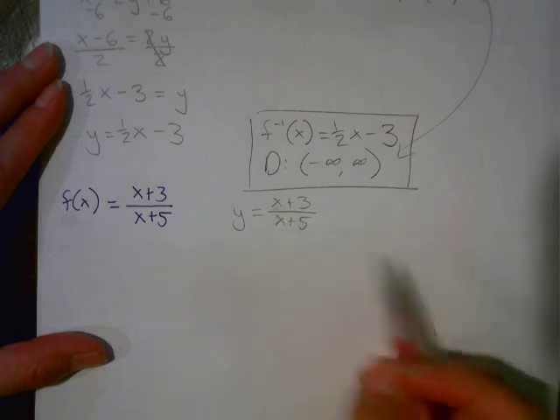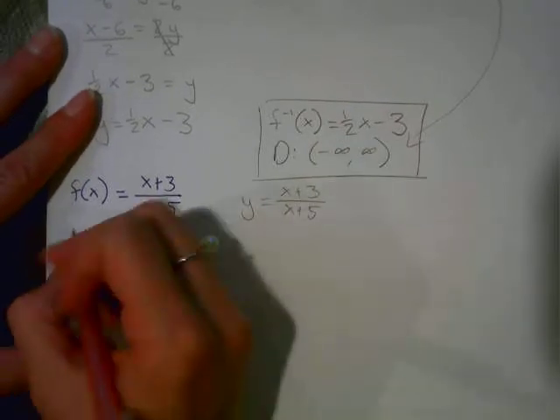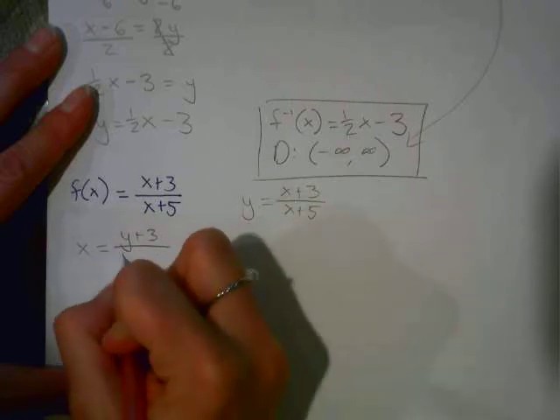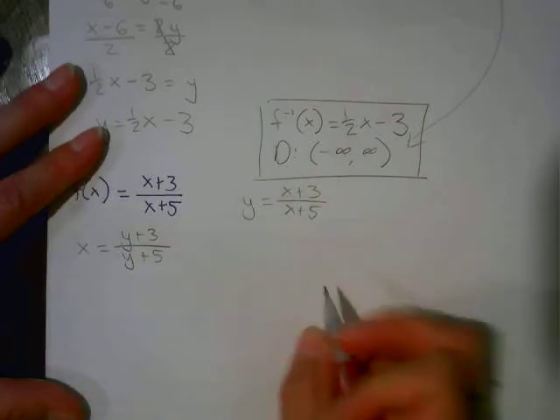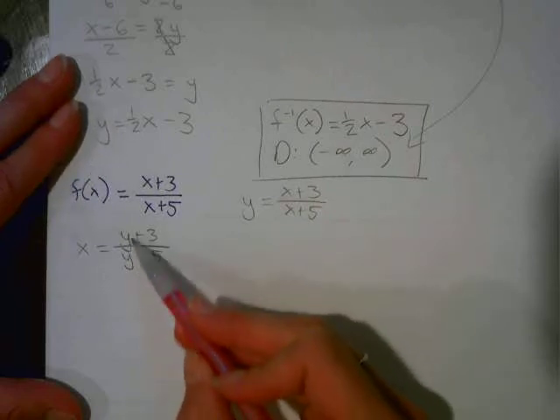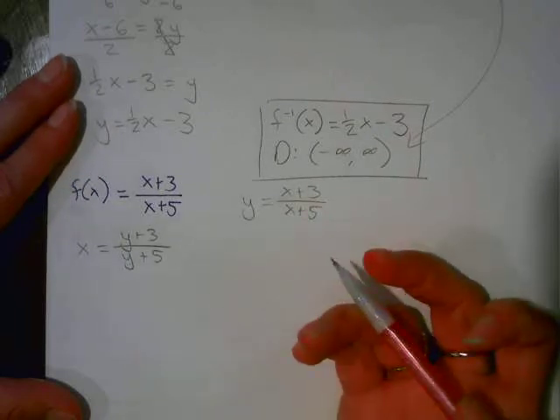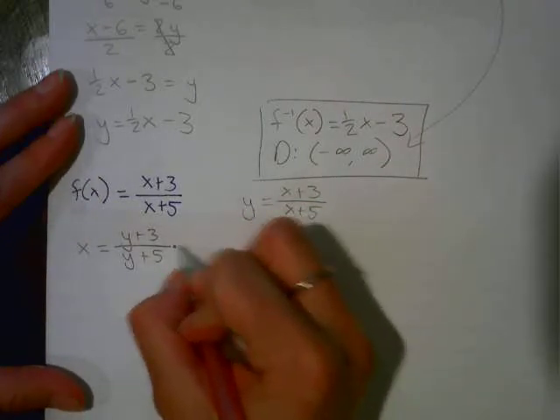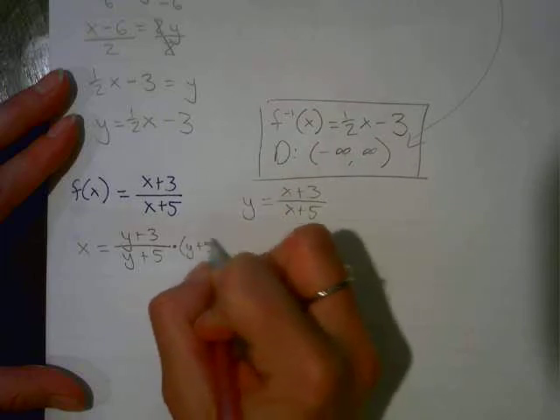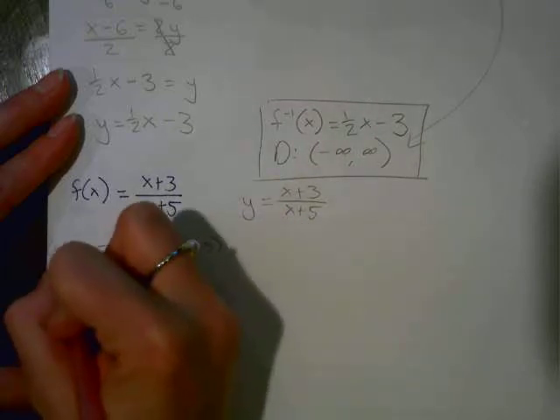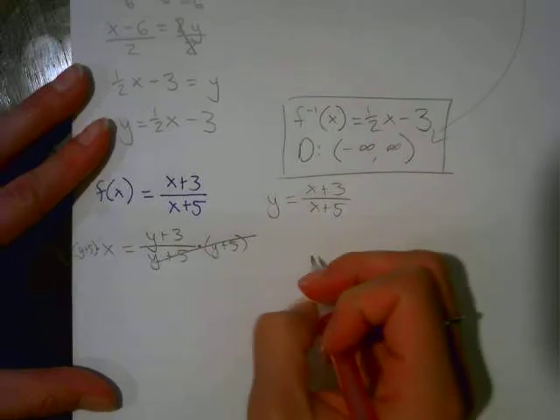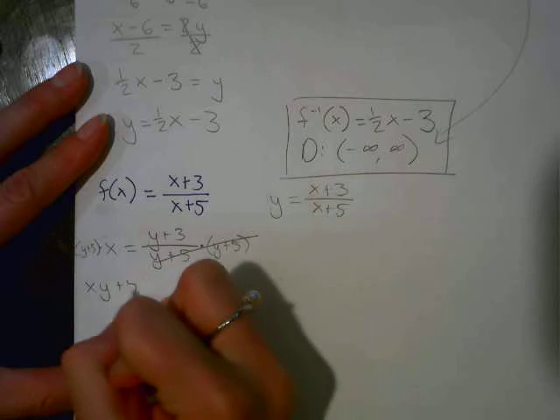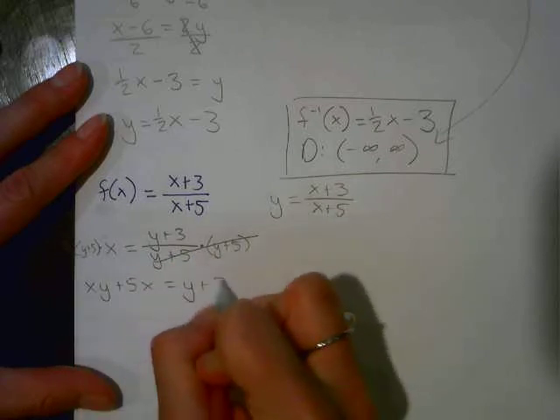I'm going to exchange my x and y, and I'll have x equals (y plus 3) all over (y plus 5). Okay, now this one's a little different solving for y because I've got a y right here and right here. But let's do our best to see if we can solve for y. I'm going to start by multiplying both sides by this denominator, y plus 5. Move that over, these will cancel. And I'm going to distribute my x, and I'll end up with xy plus 5x equals y plus 3.